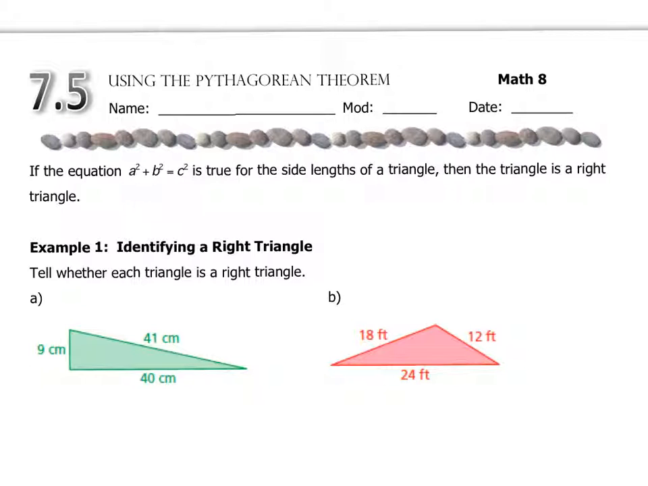So the sentence at the top of the page says, if the equation a squared plus b squared equals c squared is true for the side lengths of a triangle, then the triangle is a right triangle. And that might sound very similar to the Pythagorean theorem, but it's the Pythagorean theorem in reverse order. And you're like, well, duh, who cares? Not a lot of math statements can be reversed like that. And so it's very powerful when a statement can be reversed and still be true.